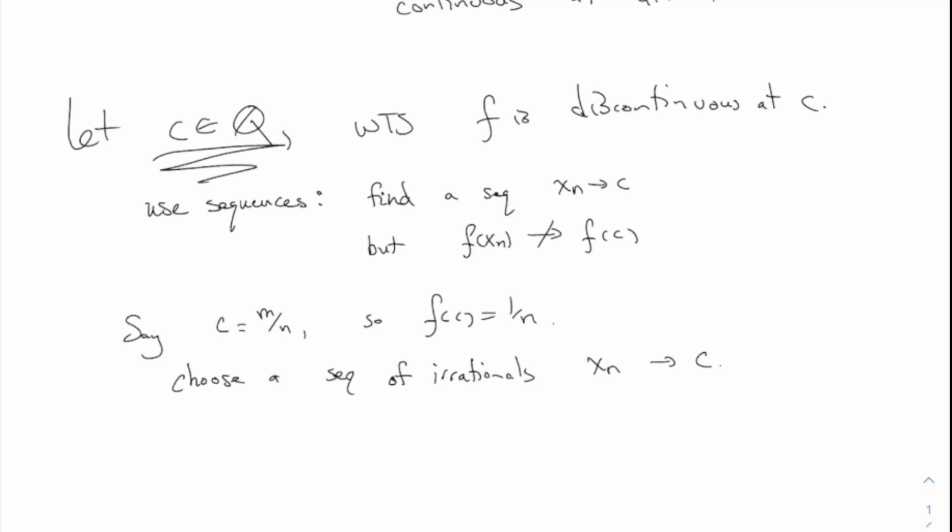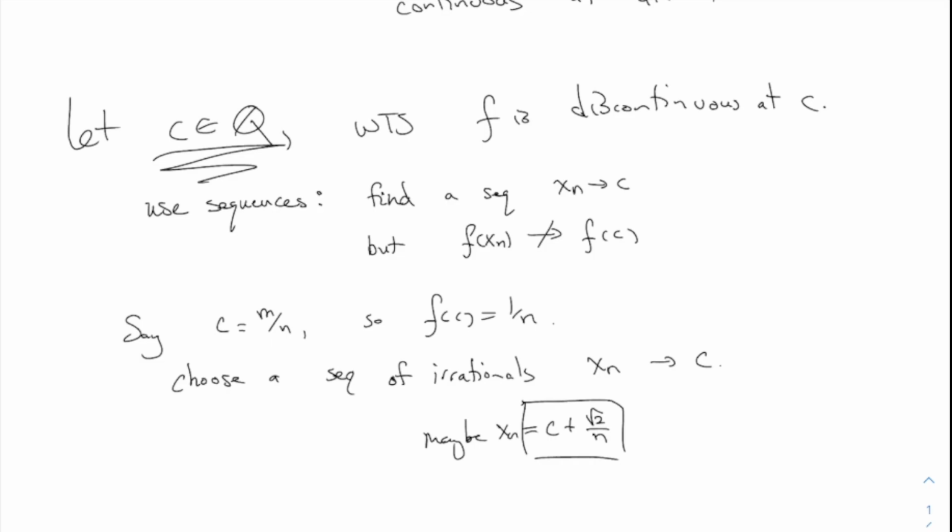Maybe like C plus root 2 over n. My general strategy is always use 1 over n, but I want it to approach C, so I use C plus 1 over n. But I also want it to be irrational every time, so I use C plus root 2 over n. This makes it so that they're always irrational and they approach C, all right? This is what I choose for x_n. I think that's something like what you said, right?